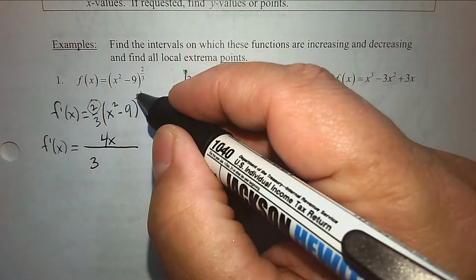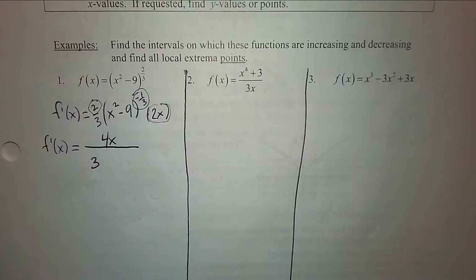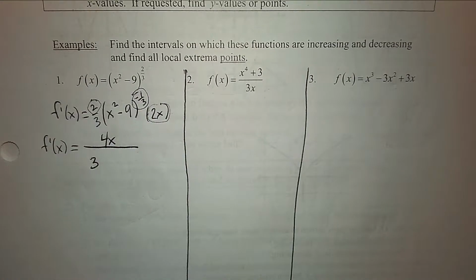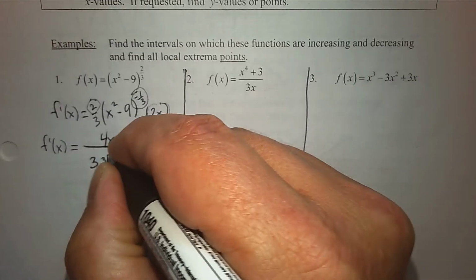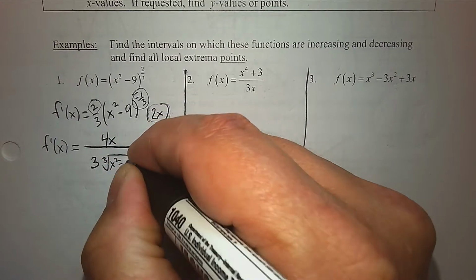And if you write this as a radical, you might understand in terms of understanding where it's undefined, right? That means the cube root of x squared minus 9.